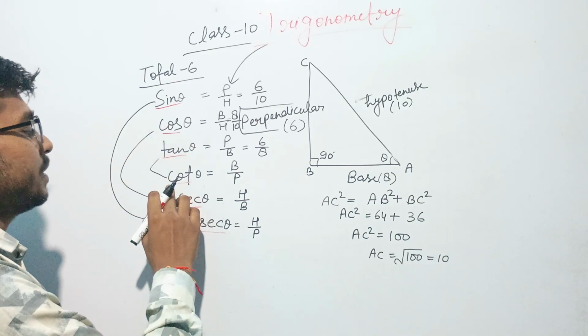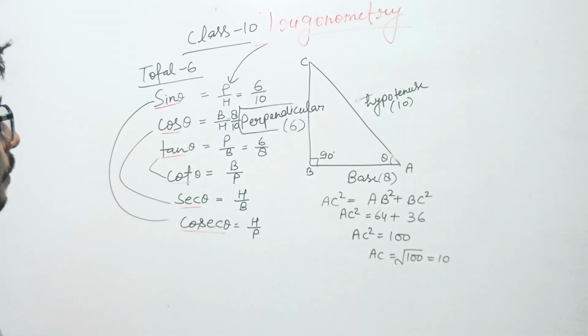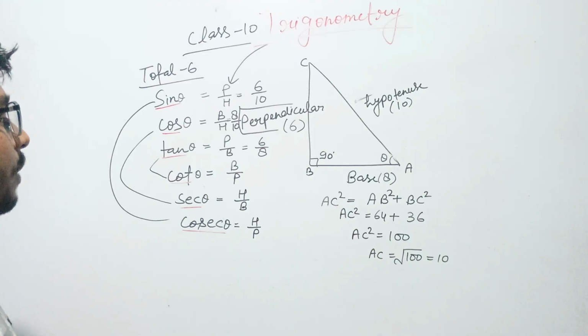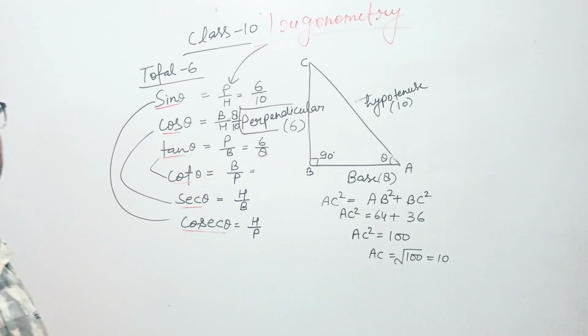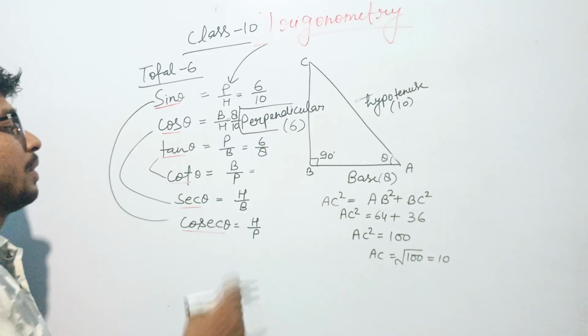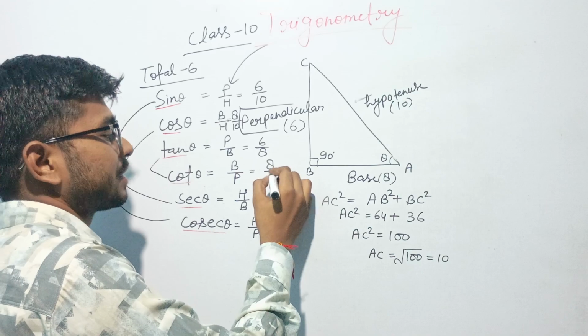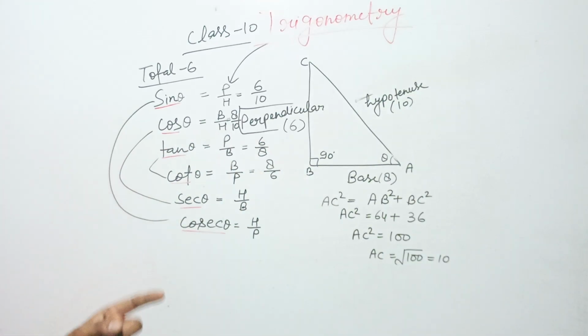So what is the value of cot? We don't need to see the triangle now. From this value we can just reciprocate and find it. Cot is just the reciprocal of tan. So tan theta is 6 by 8, so it will be 8 by 6. Just reverse it: the denominator becomes the numerator and the numerator becomes the denominator.